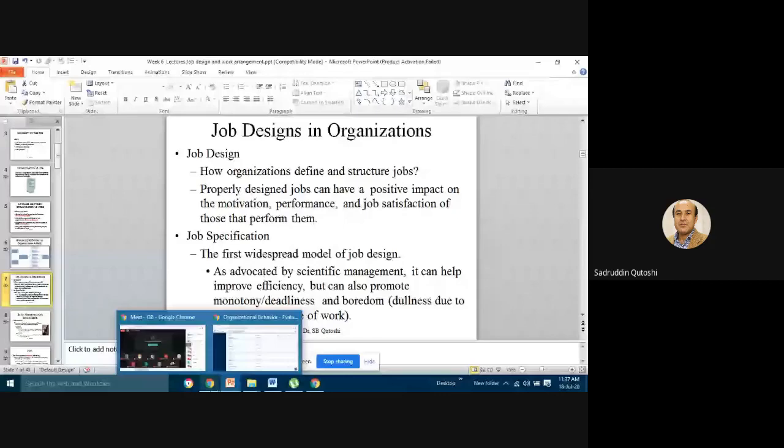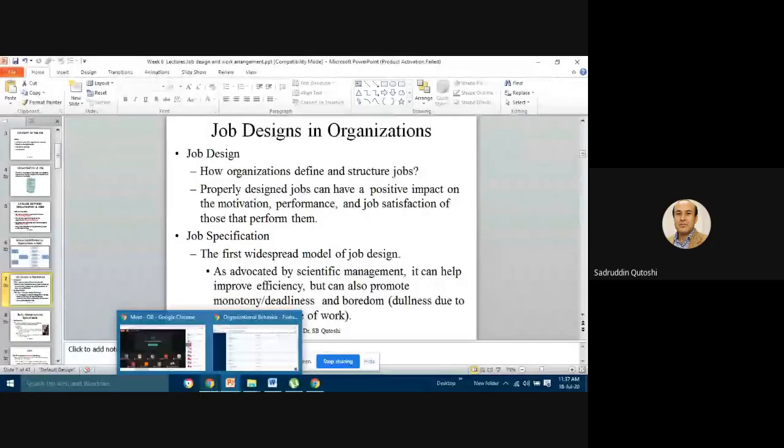So job satisfaction, earlier we discussed thoroughly this particular concept. What is job satisfaction? How this satisfaction comes, you must know. So in the light of all these things, you can enhance the performance of the individual. So that's why job design is very, very important in the organization.